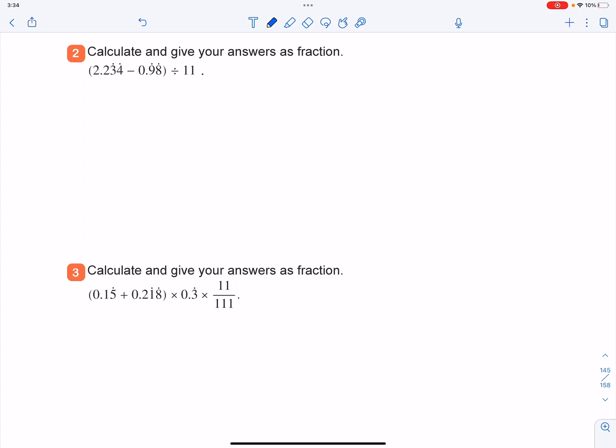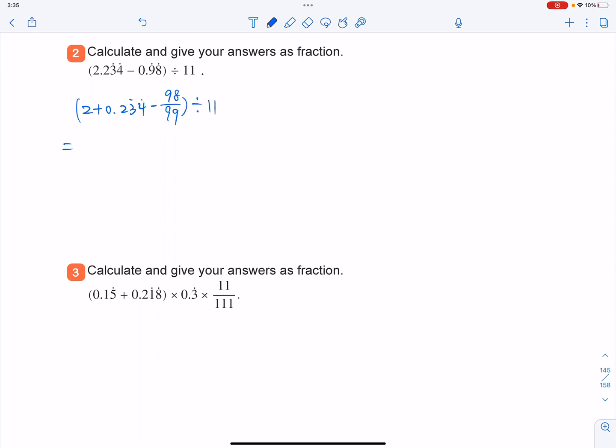Extensive exercise question number 2 of lesson 9. As for this one, also we're going to convert them all into fractions. This one, you can have 2 plus 0.234 with 34 recurring, and then you're going to take away this one, which is pretty easy for us to get, which is 98 over 99. In the bracket, divide by 11.